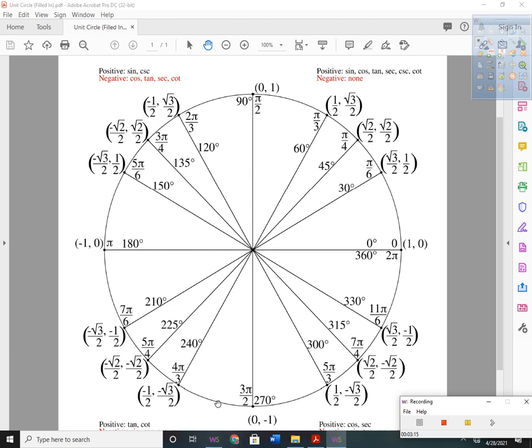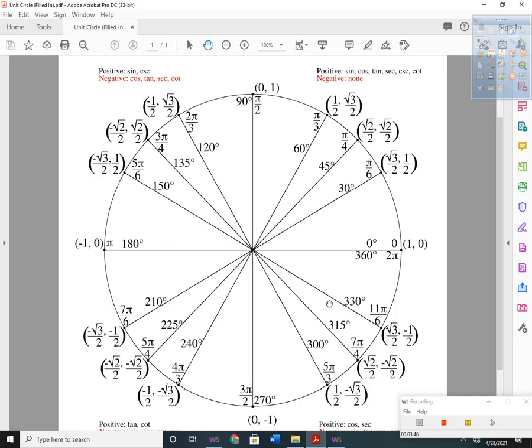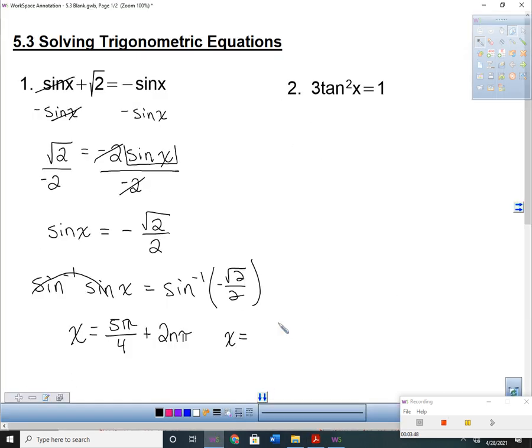So in our answer, we'll say 5 pi over 4. So x is equal to 5 pi over 4, and then we're going to say plus 2n pi. That means I can take my 2 pi and go around one time. Or if I plug 2 in here, that'd be 4 pi around, 6 pi around, 8 pi around. It doesn't matter. Okay? So 2n pi. And x is also equal to 7 pi over 4 plus 2n pi.